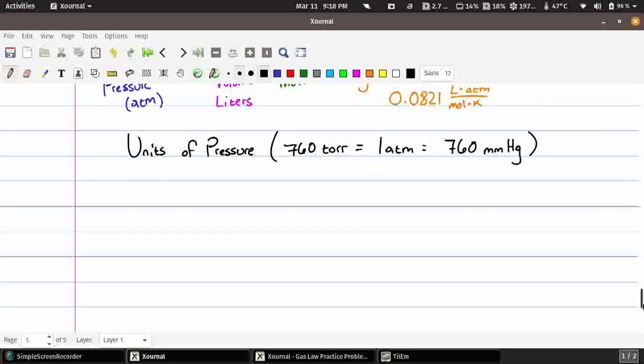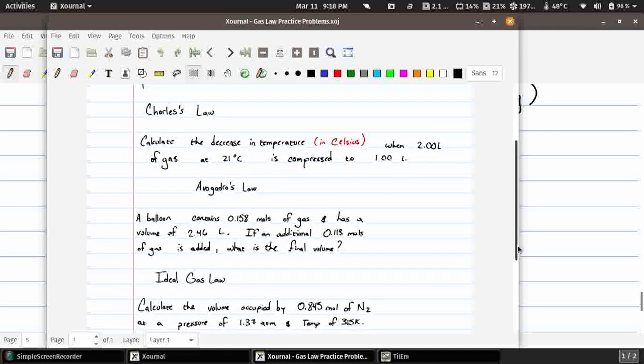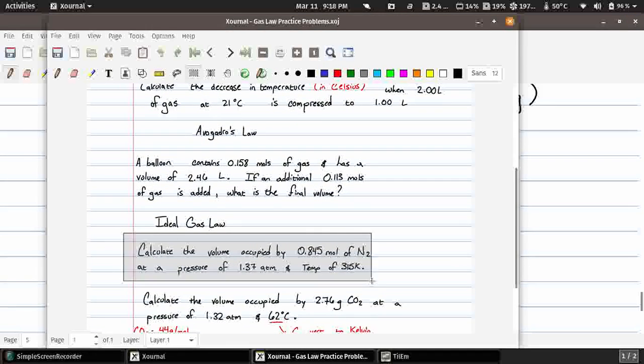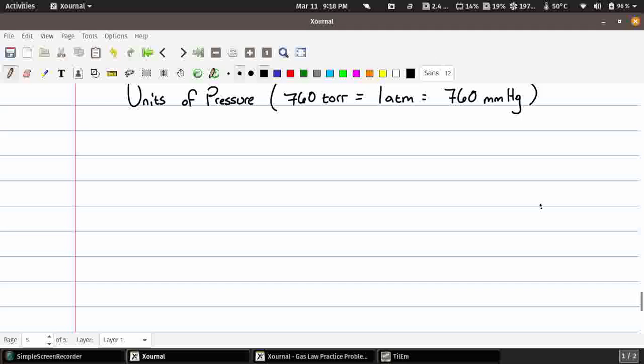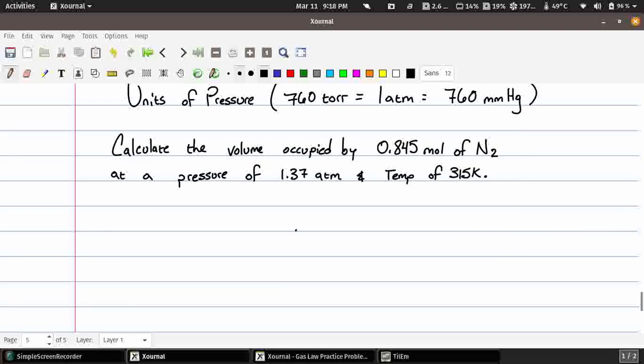So I'm going to give you an example, and we're going to go through it. This one's kind of easy, but it still shows you how the equation is set up and used. Calculate the volume occupied by 0.845 moles of nitrogen gas at a pressure of 1.37 atmospheres and temperature of 315 kelvins. So let's remember that it's PV equals nRT, and let's start setting it up.